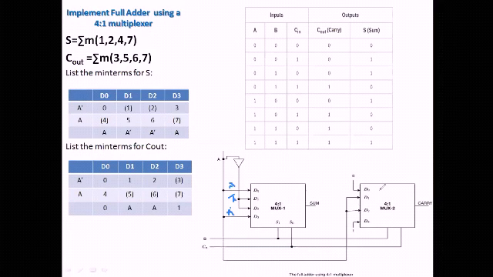Next, this Cout. This D0 is connected to 0, so we are giving 0 here. This D1 is connected to A because D1 is A. This A we are extending and connecting to D1. Next is D2. It is also connected to A like this. And D3 is connected to 1. We are connecting it to 1.